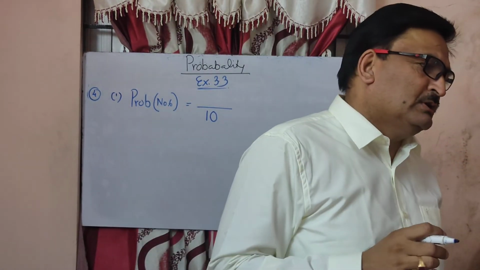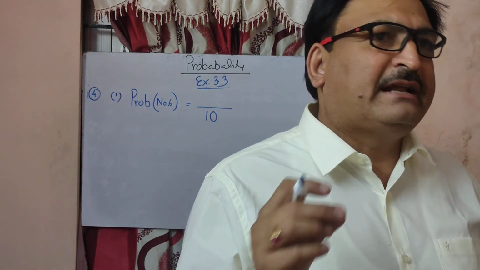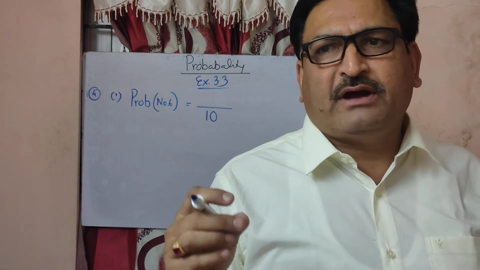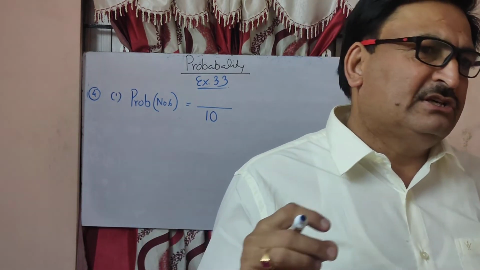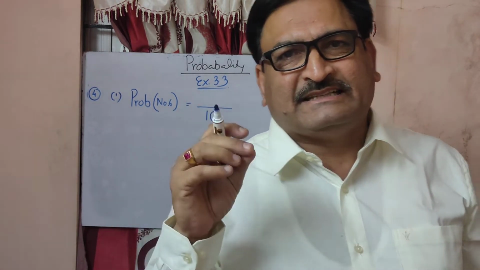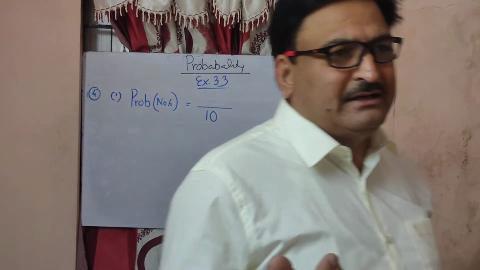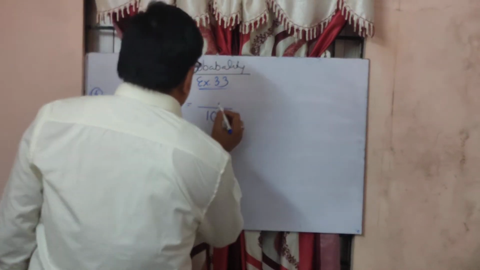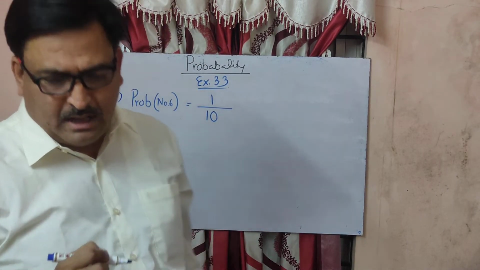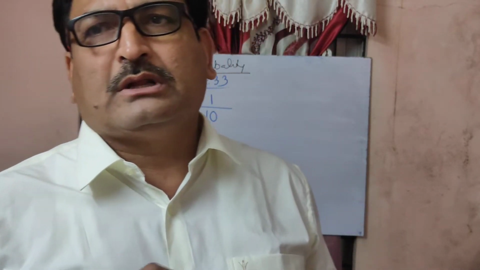As I already told you, the slips have been numbered from 1 to 10. Totally there are 10 slips, and each slip has a different number, from 1, 2, 3, 4, 5, like that up to 10. So how many slips have number 6? It can be only one. So 1 upon 10.